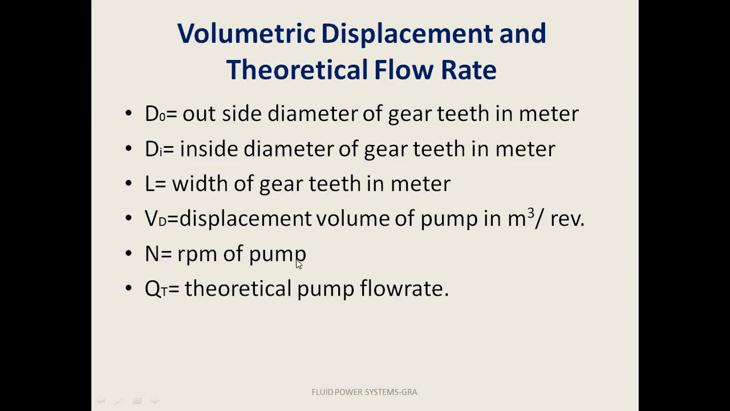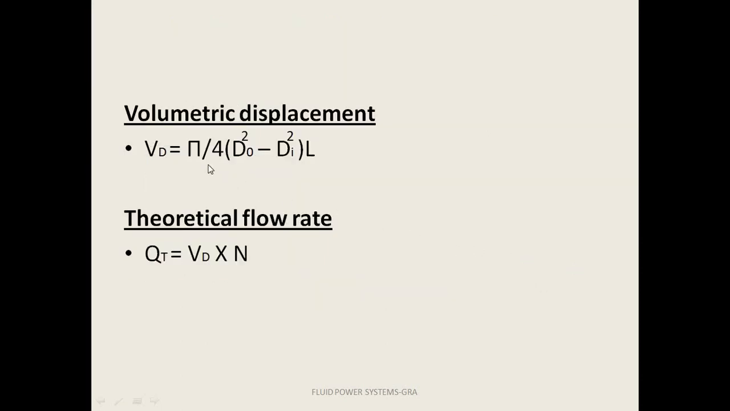N is RPM of the pump, and if I take Q T as theoretical pump flow rate, then the volumetric displacement is given by pi by 4 into d naught square minus d i square, into L. The volumetric displacement, the unit will be meter cube. It is how much amount of fluid is taken in and how much it is delivering outside. Right? So that is volumetric displacement.